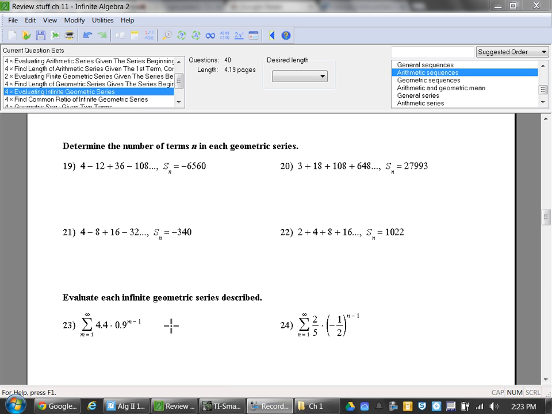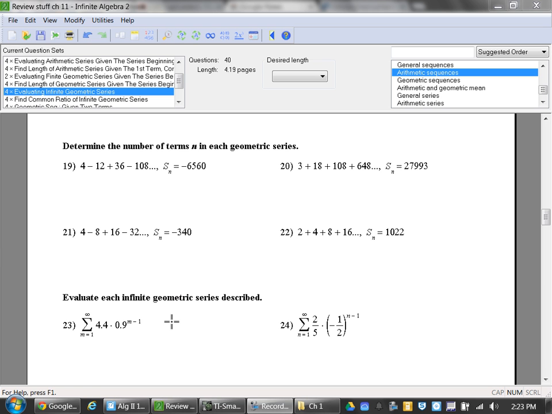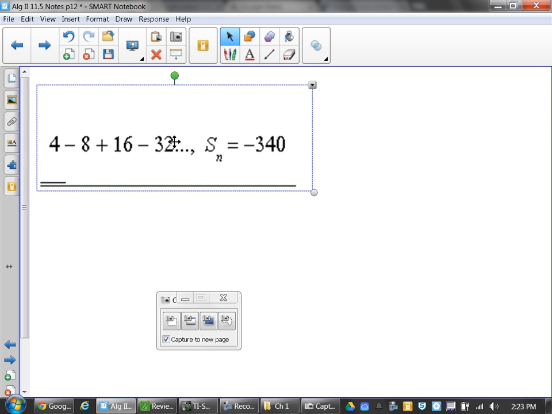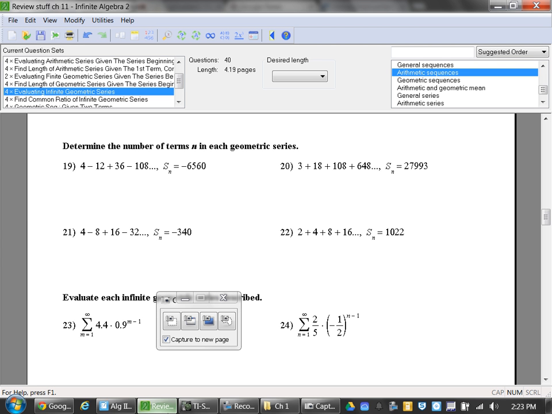So it's negative 172. I think so. Yeah, negative 172. This is number 21.